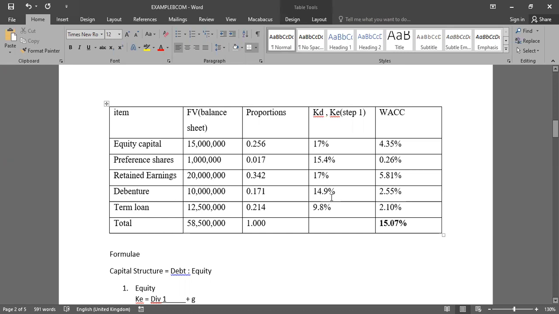Okay, guys, I beg to stop here for cost of capital. So let's look at the question on capital budgeting and then call it a night.